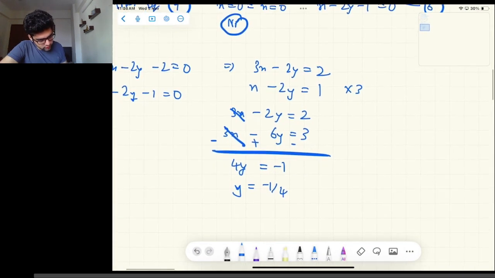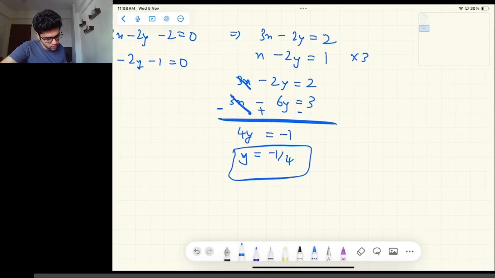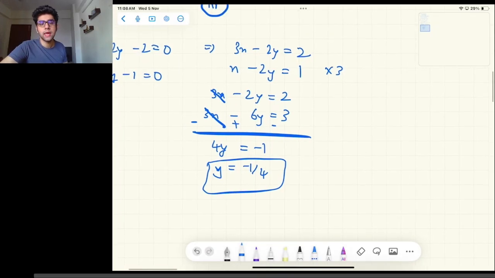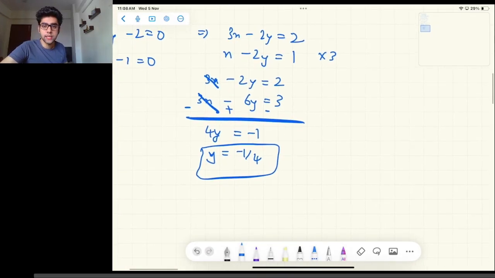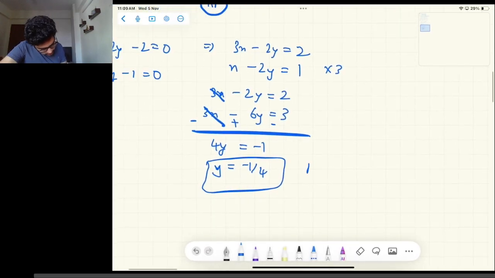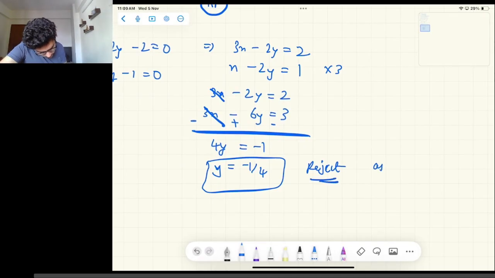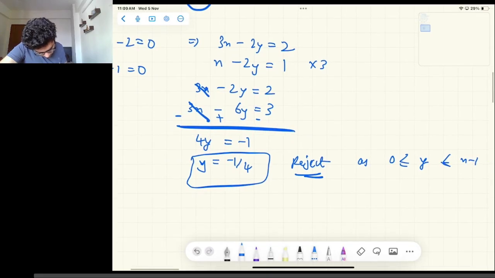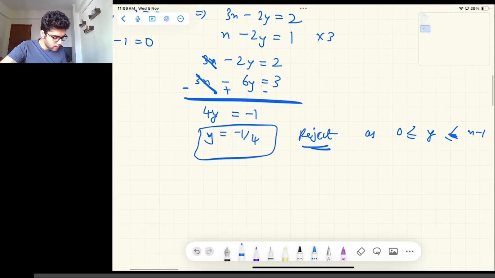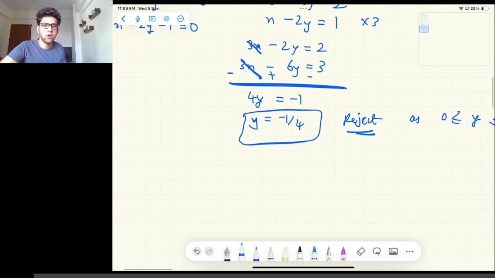But this cannot be possible. Why can this not be possible? Because y lies between 0 and x minus 1. Because y lies between 0 and x minus 1, we will reject this point. So basically we don't need to find x now because the whole point won't be feasible, right?